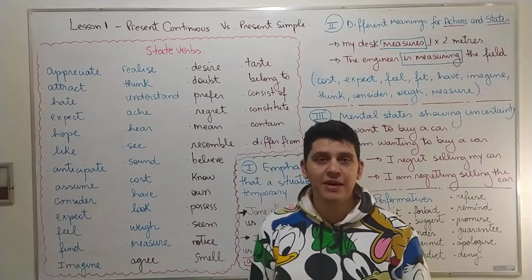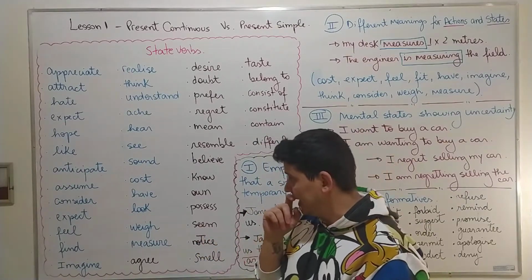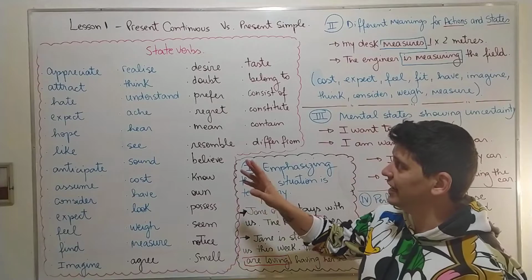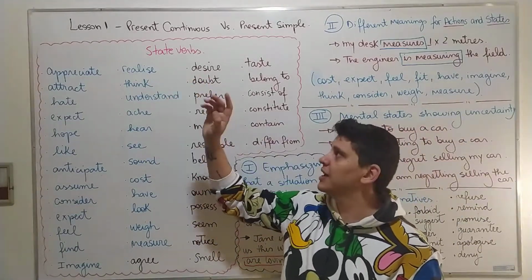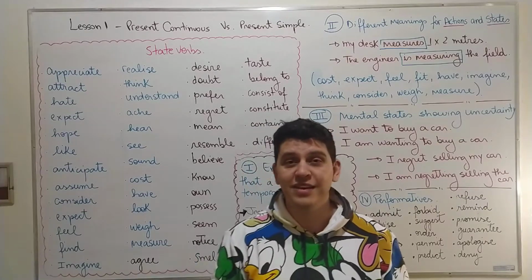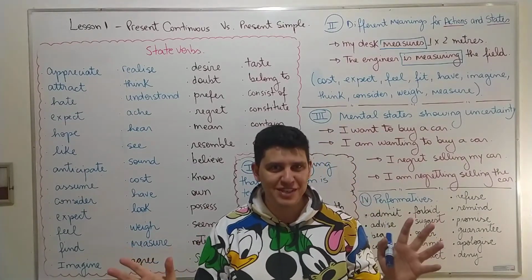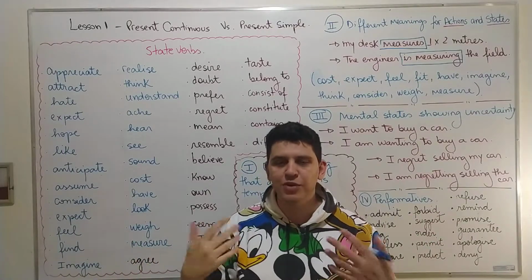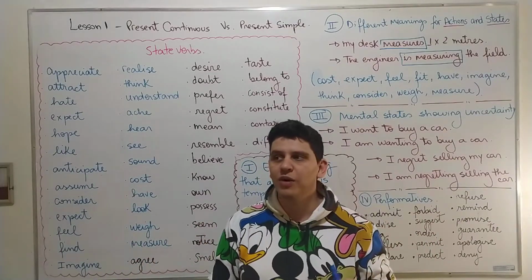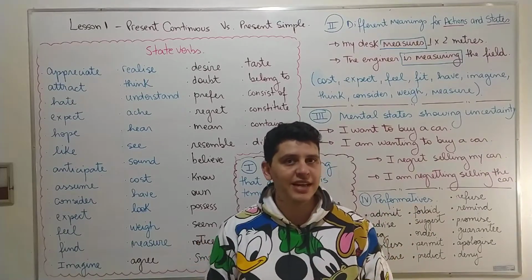Today we'll be talking about present continuous versus present simple, okay? The first topic of today's lesson is state verbs. Guys, state verbs are verbs that do not represent actions. Rather, they represent mental states. So they are mind-like verbs. They represent what we are feeling, what we believe, what we agree with, what we don't agree with. Things that are not necessarily actions.